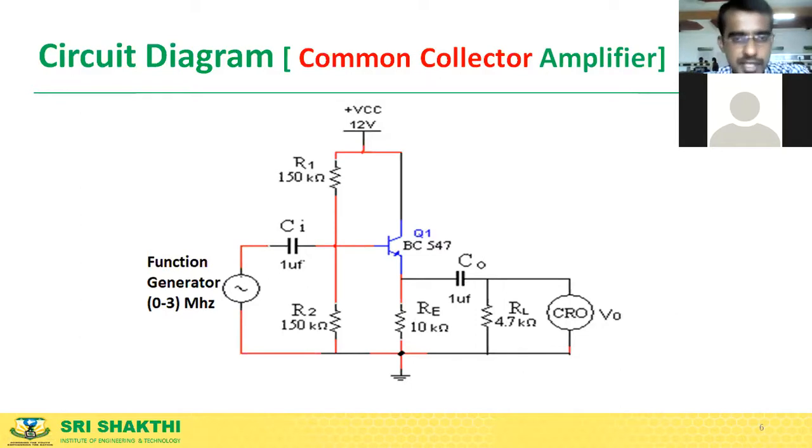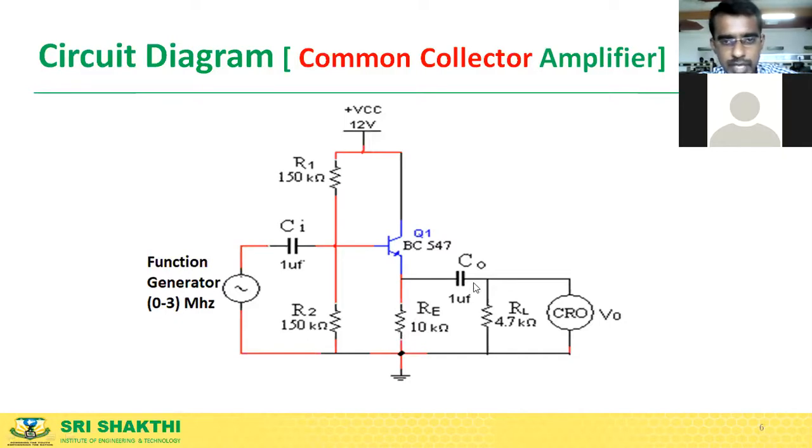Anyhow, in this construction, you have a voltage divider bias. Look at my arrow mark, our cursor. You have two 150 ohm resistors forming the voltage divider circuit. The 12 volts is being divided and goes to the base. The collector goes here, right? And there is an emitter resistance of 10 kilo ohms.